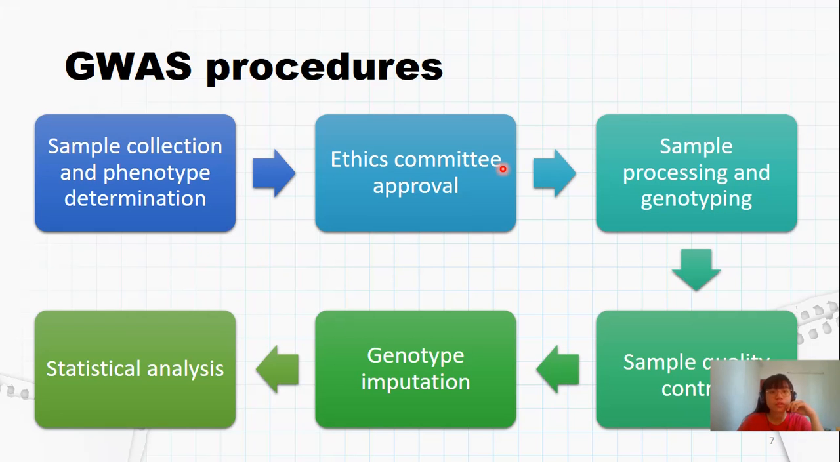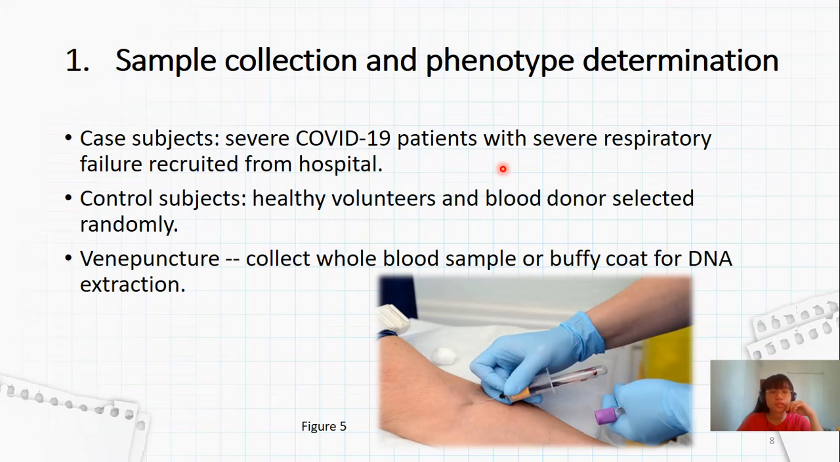Next, I would like to talk about the GWAS procedures, which include 6 steps. The first step is the sample collection and phenotype determination. Case subjects are severe COVID-19 patients with severe respiratory failure, who can be recruited from the hospital. They will be given the RNA-PCR test to confirm the diagnosis of COVID-19. Control subjects are healthy volunteers and blood donors selected randomly. To extract DNA, a whole blood sample or Buffy coat will be collected through the venipuncture technique.